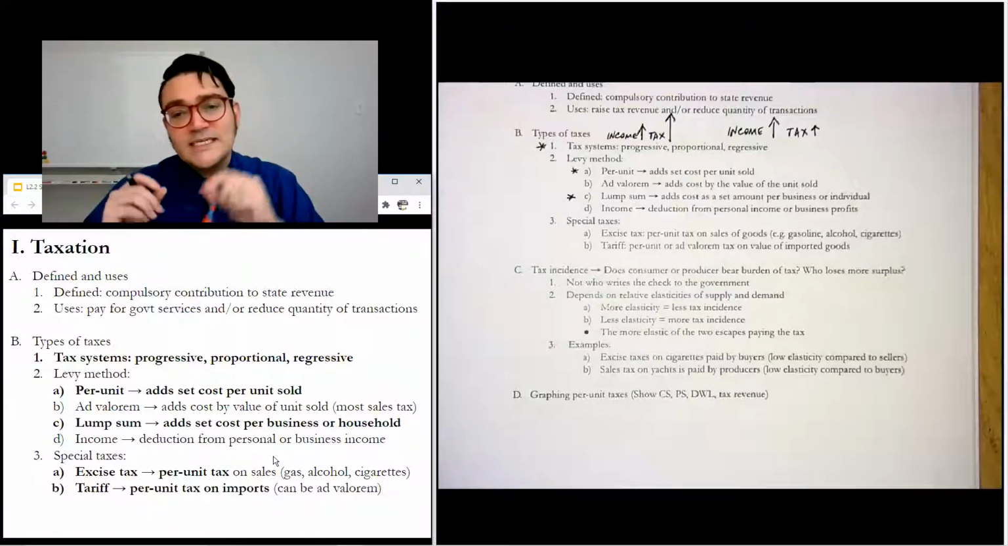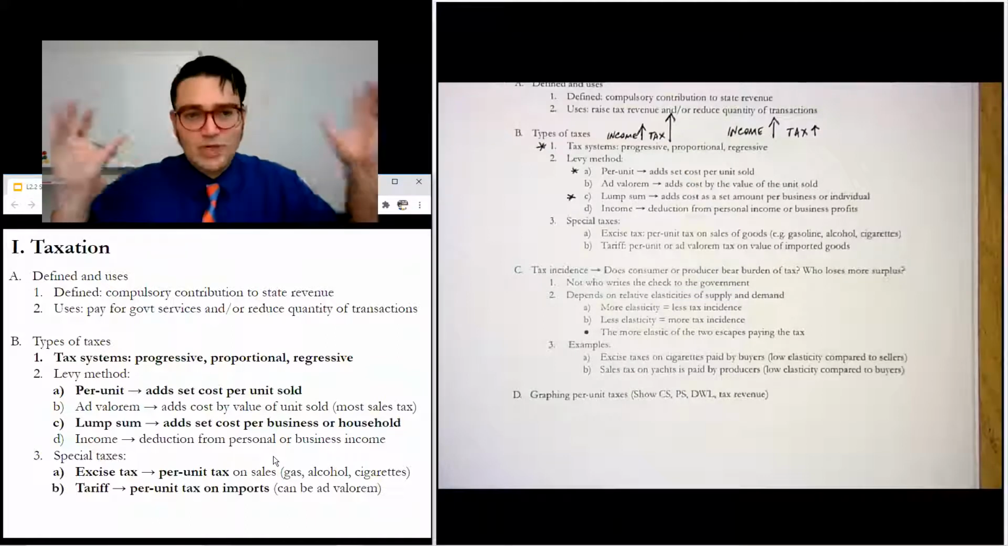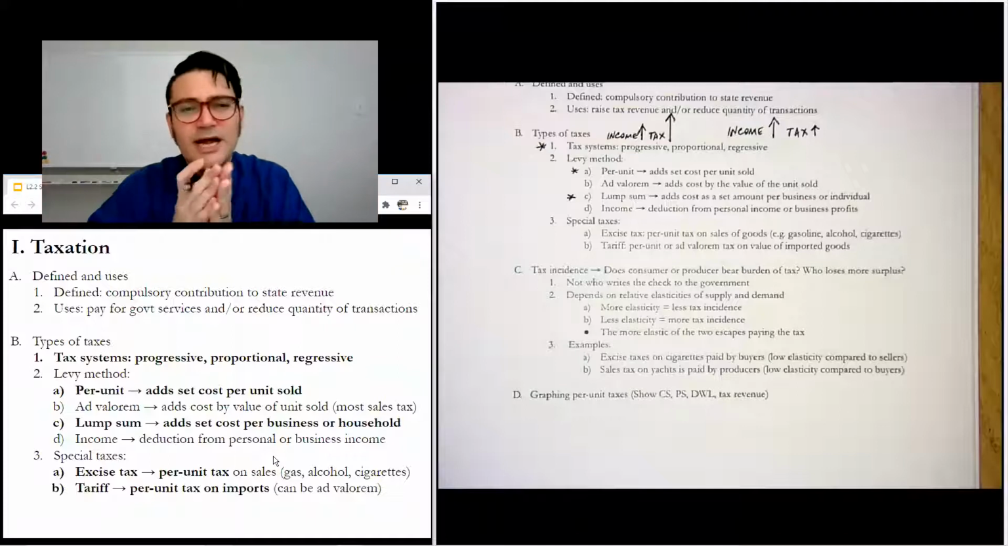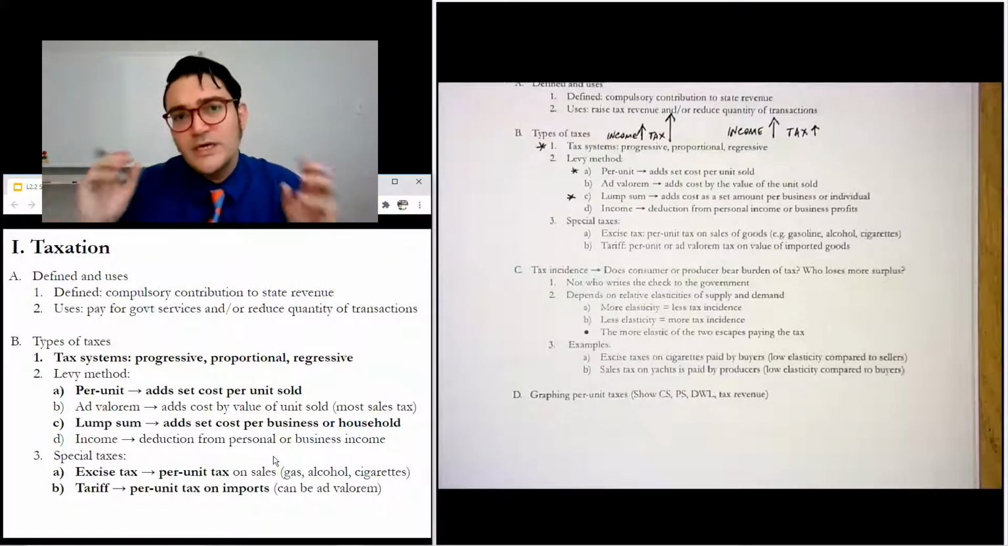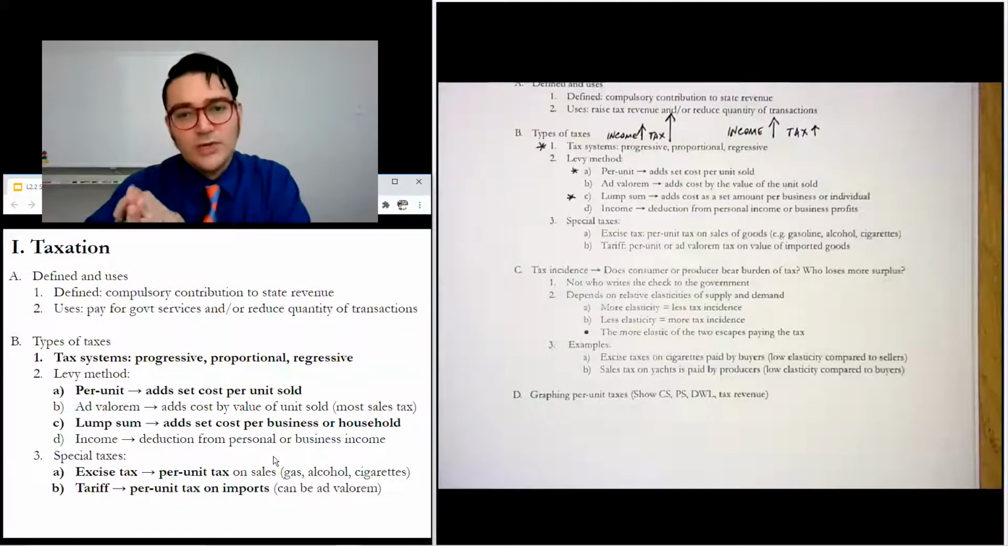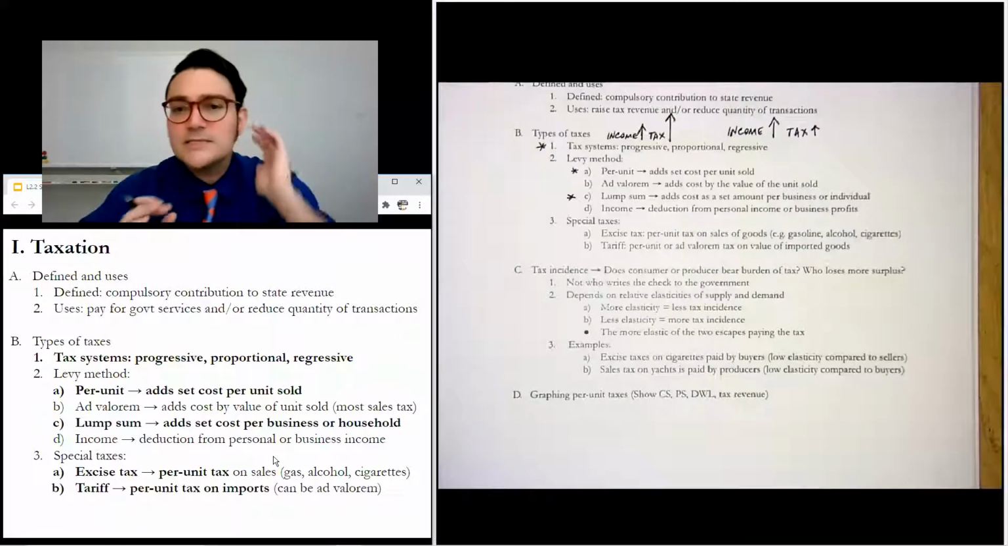The lump sum tax is you add a certain cost just because you transact. It doesn't matter how many transactions you do, you just have to pay it. And so we'll look at what those look like as well in this class.